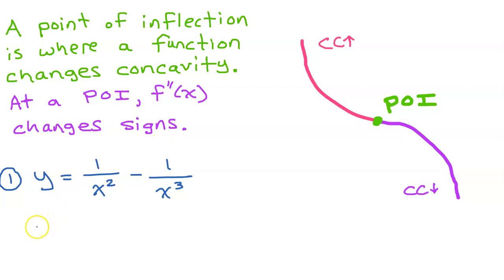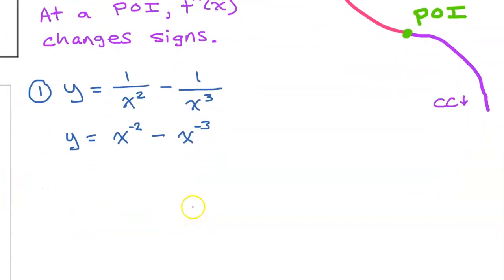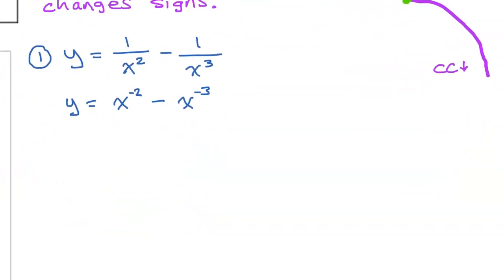So let's rewrite this a little bit before we get started. 1 over x squared is the same thing as x to the negative 2 power, and 1 over x cubed is x to the negative 3 power. This will make it easier to apply the power rule. So let's take the first derivative, y prime. Using the power rule, we have negative 2x to the negative 3 power. Negative 3 times negative 1 is positive 3, so I have positive 3x to the negative 4 power. So there's your first derivative.